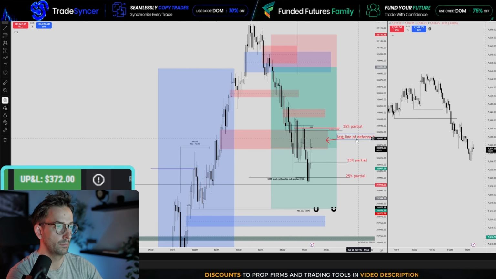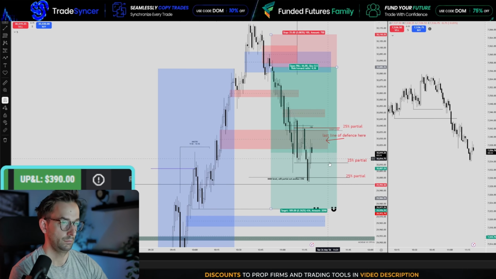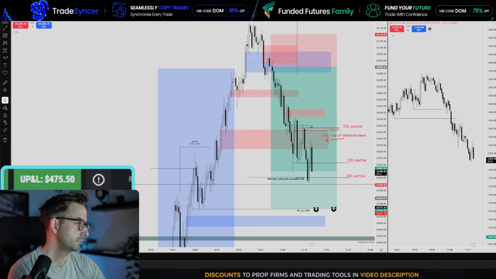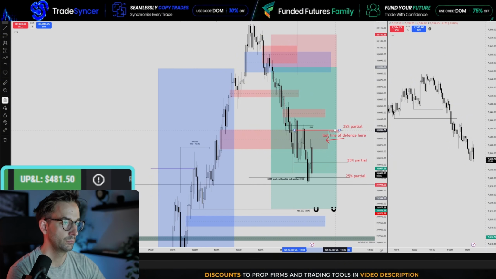So you can see here, and this is actually really interesting, that fair value gap with that bearish order block there, that's my last line of defense. Once price gets there, game over for me. I'm out of my trade. And to be honest, at that point, I'm not going to care what NQ does.